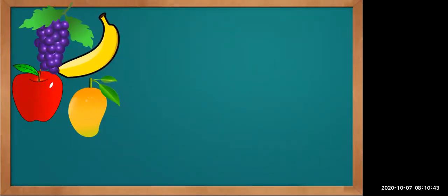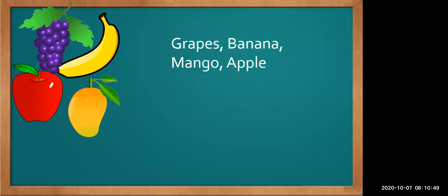Oh wow. What do you see on the screen? Yes, a bunch of fruits. Which fruits are they? Grapes, banana, mango, and apple. So it is very easy now, children. A for apple comes first.